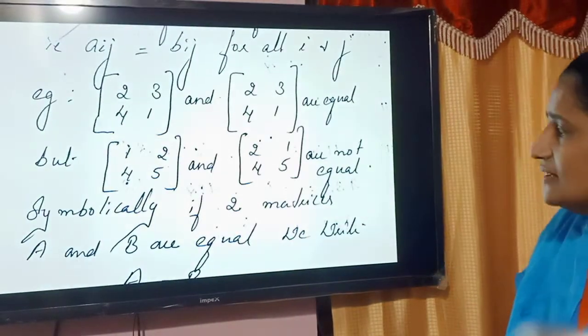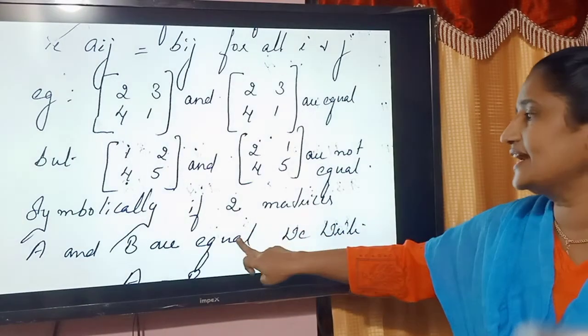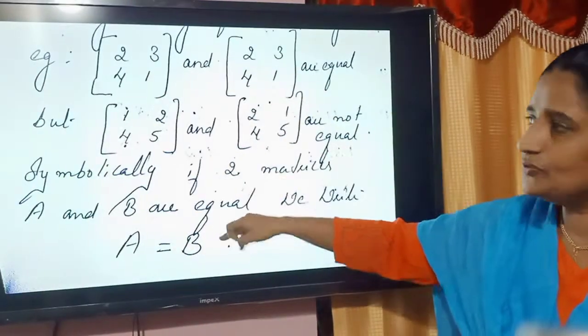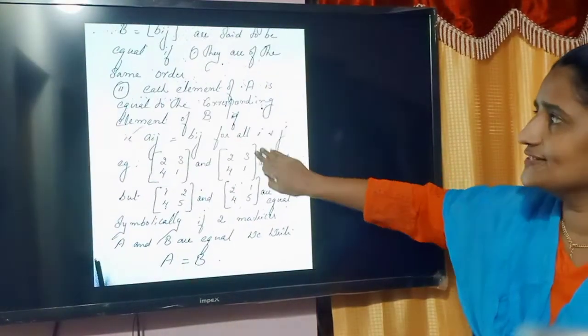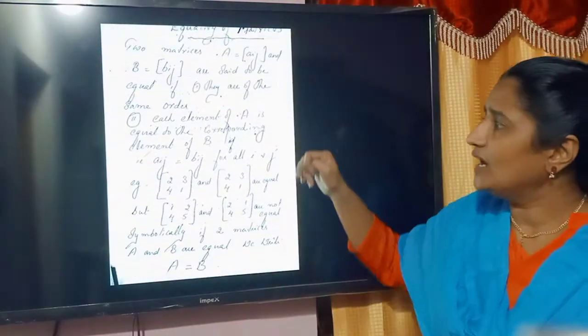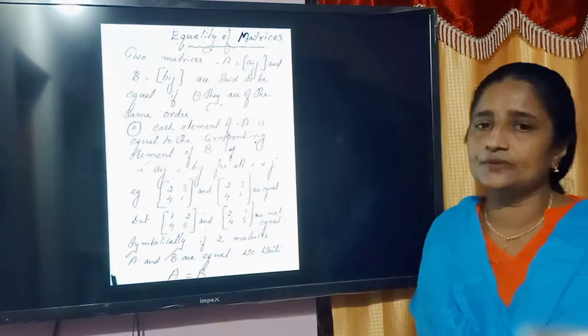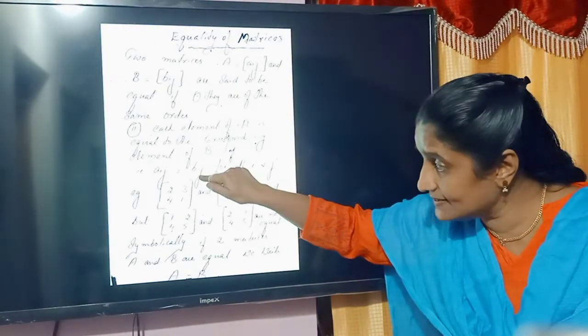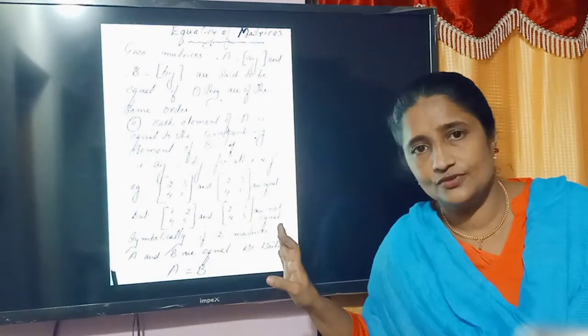Did you understand? Symbolically, if two matrices A and B are equal, we write A is equal to B. Now, note this definition first. Write equality of matrices. Write the definition and this example also. Write this definition, this example and the symbolic form also. Okay? Right.